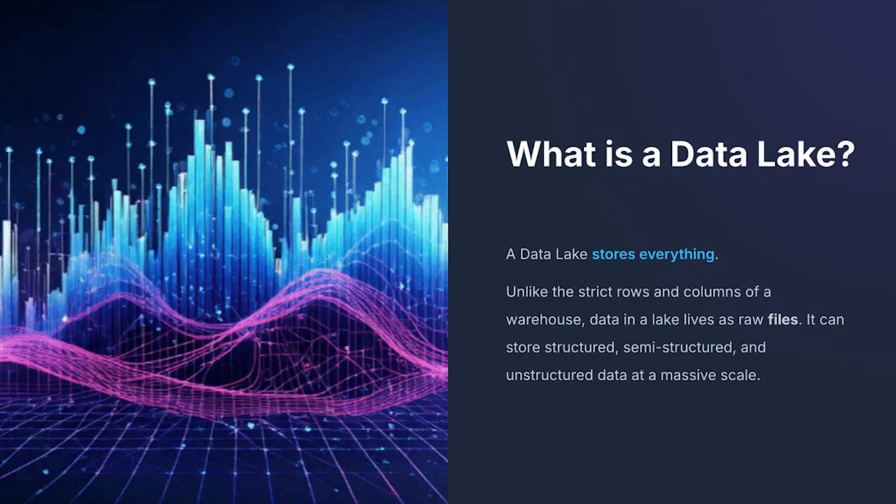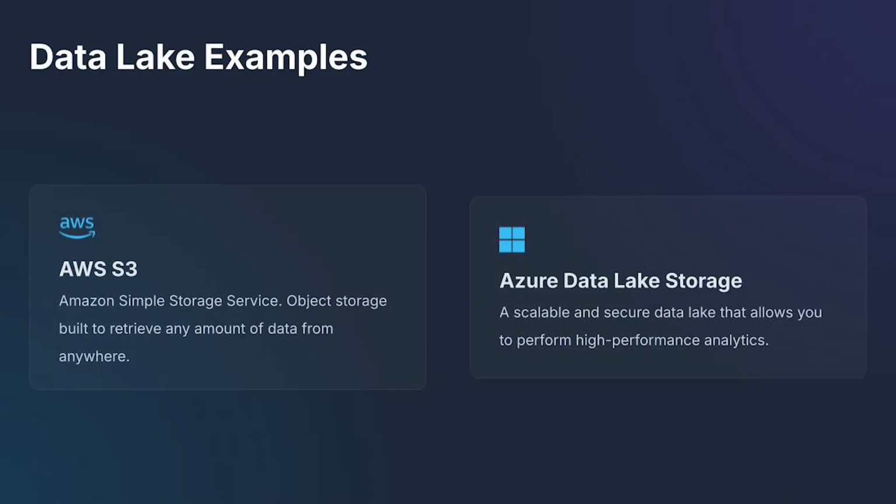So what is a data lake? A data lake is your organization's digital ocean. Massive, flexible, and inexpensive. It stores everything from structured tables to raw files, images, logs, PDFs, or real-time sensor data. Instead of rows and columns, data lives as files, typically a CSV or JSON or something else, in folders and partitions. Common platforms are going to be AWS S3, Azure Data Lake Storage, and Google Cloud Storage as well.